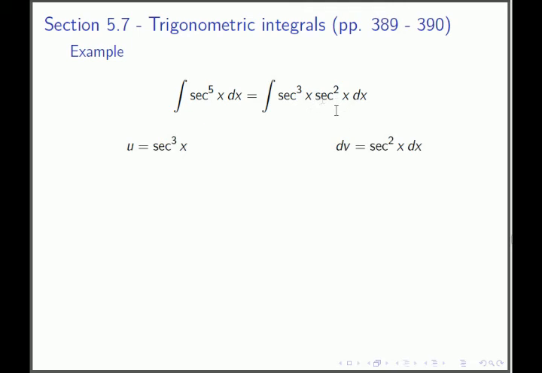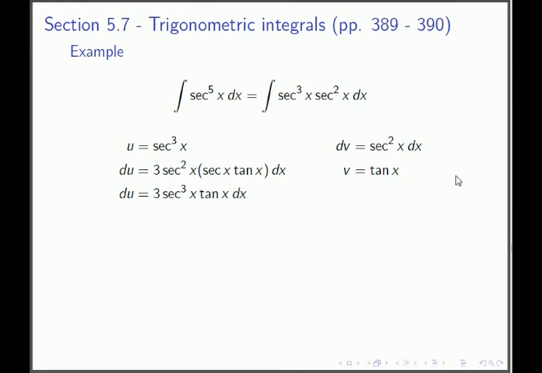Let's let dv be this secant squared x, which we know how to integrate. Then v becomes tangent x. The derivative of secant cubed x is 3 secant squared x because of the power rule. Then by the chain rule, multiply by the derivative of secant x, which is secant x tangent x. Okay, let's clean that up a little bit, combine the secants together.